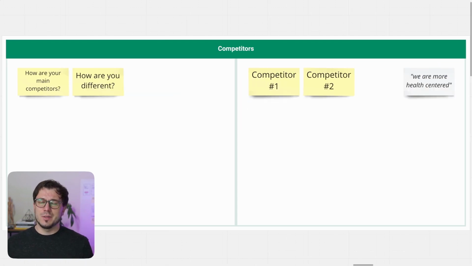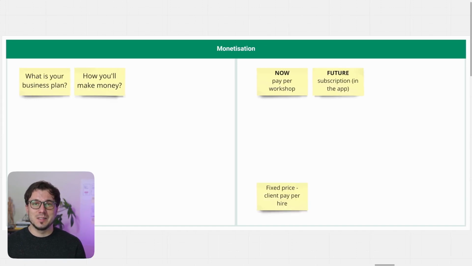Then it's important to have a brief understanding at least about the competitors. So who are the main competitors, and eventually a short discussion about how they are different. And because they want to build a business, it's important to talk about the monetization parts, how they want to make money, what's their business plan. And you can see some are changing. Now they have a paid workshop kind of business, and in the future they want to create a subscription model. And in the other place, it was a fixed price, so the client pays per hiring.